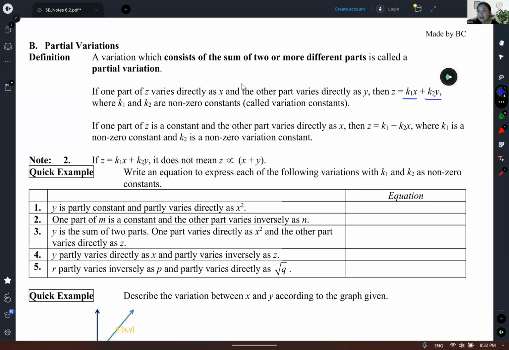Another example, this is a special case. Now, sometimes Z can be a constant and one part varies directly as X. In that case, we're describing a relation between 2 variables. That is, Z is one part constant and one part varies directly as X. Basically, with a partial variation, you will see a part and a different part, and maybe a third part.